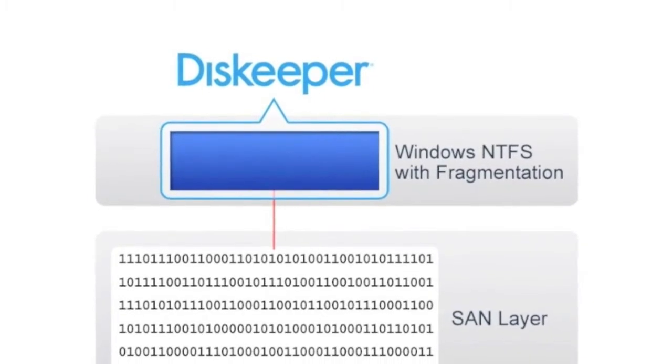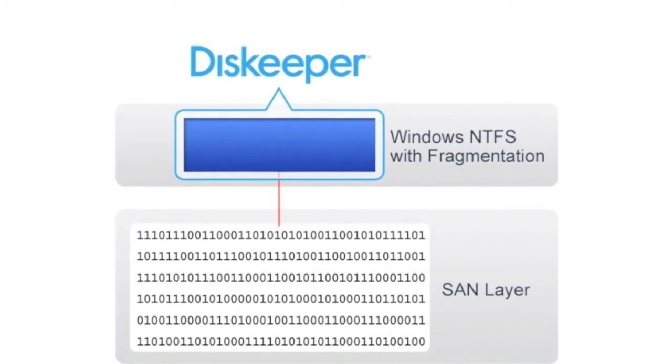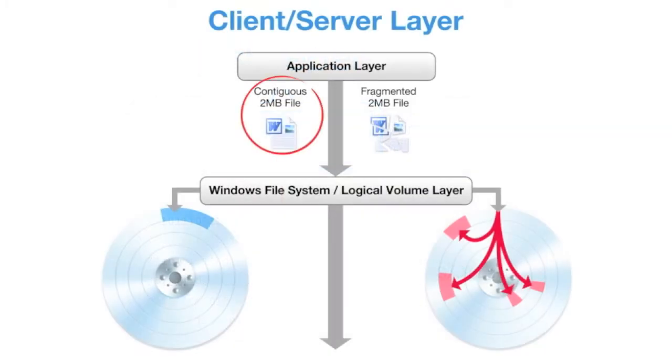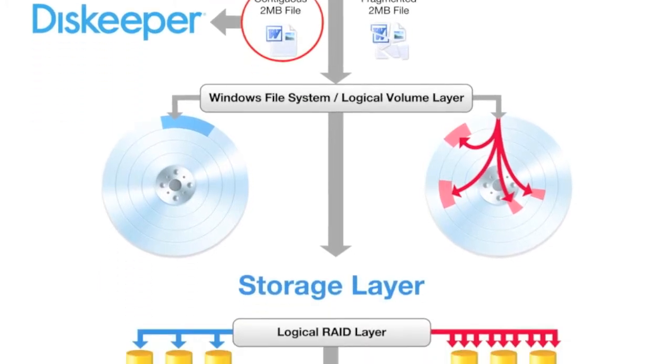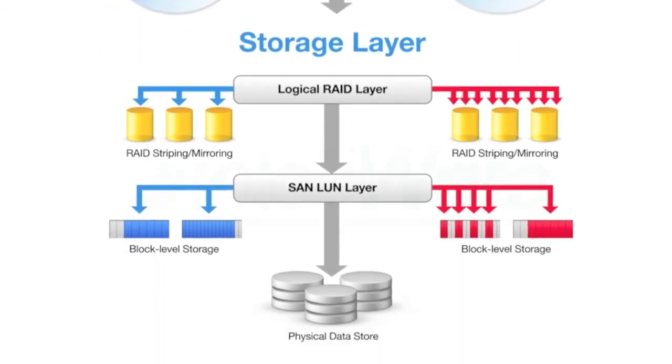With contiguously written files, less logical I/O requests are sent to lower storage levels, increasing the I/O performance at each layer. It's important to remember that DiskKeeper never intrudes into the SAN layer. All proprietary SAN practices for handling write and file organization are untouched by DiskKeeper.